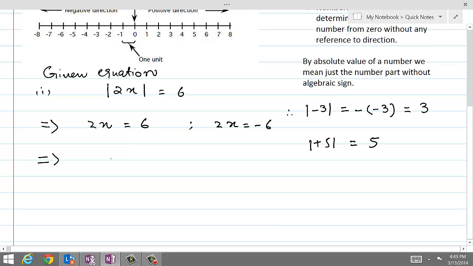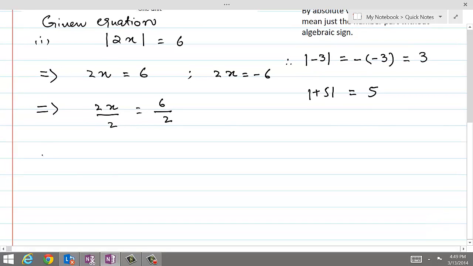So here, 2x divided by 2 on both sides, because that's how we solve linear equations. And here we get x equal to 3. So this is one solution. And the other equation, which is 2x equal to minus 6, if we do the same thing with that, this would be 2x over 2 equal to minus 6 over 2. This would be x equal to minus 3.